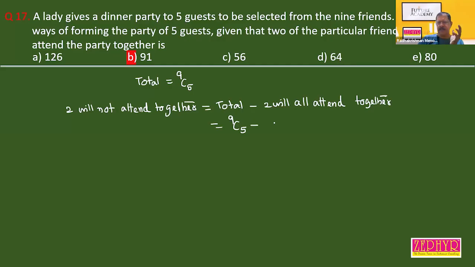Okay. That we will do it in the next class. Answer is 91. How you are getting it, you calculate it.